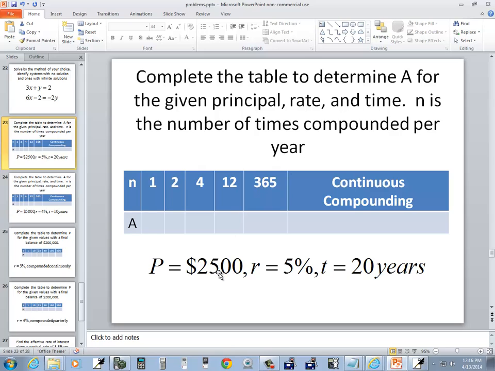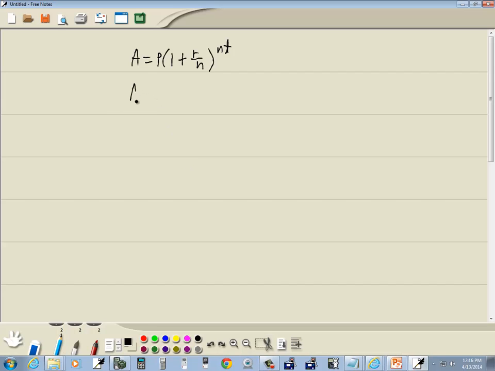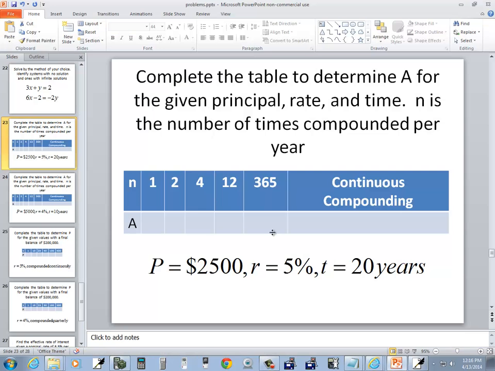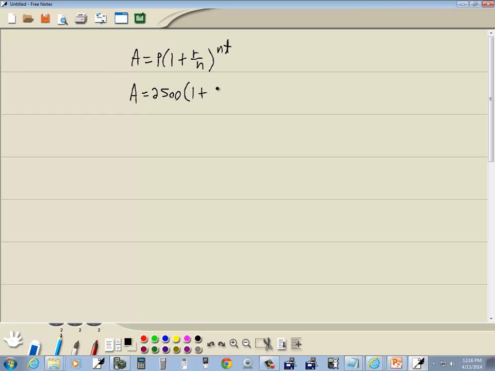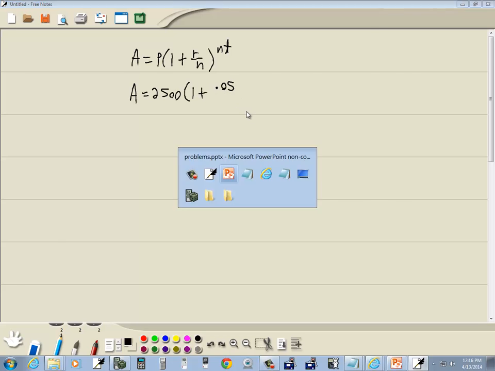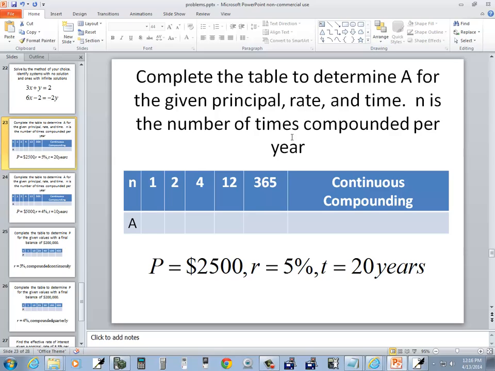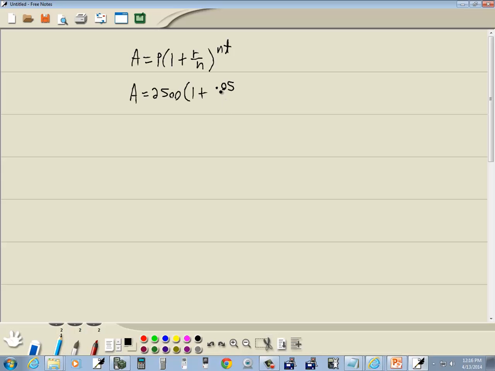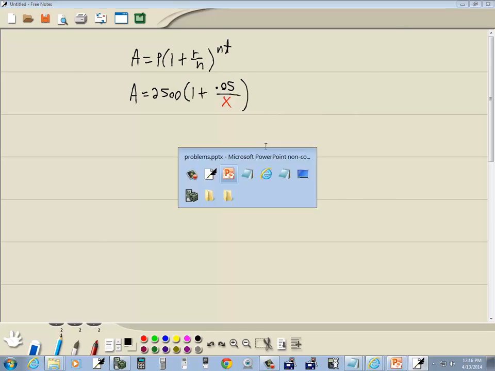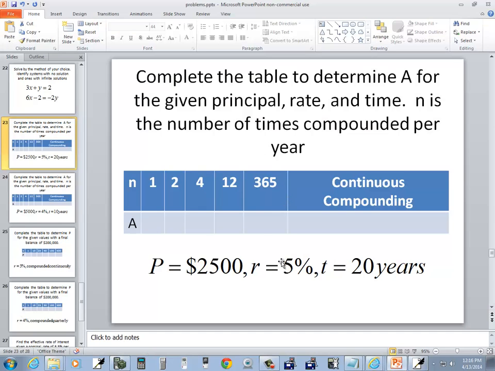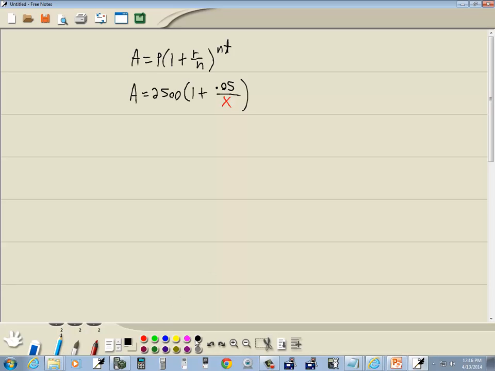Let's see what they give us. P is 2500. R is 5%, so 1 plus, and that's in decimal form, 0.05, divided by N. Compounded per year, the N is what changes, so for the N, I'm going to put my variable there, X. We'll get more into that in a minute. Then to the NT power. T is 20, and N we still don't know, so up here I'll put 20X.